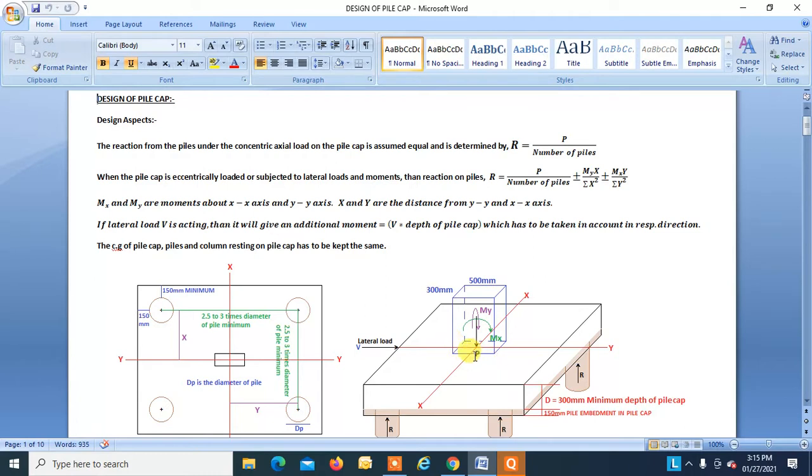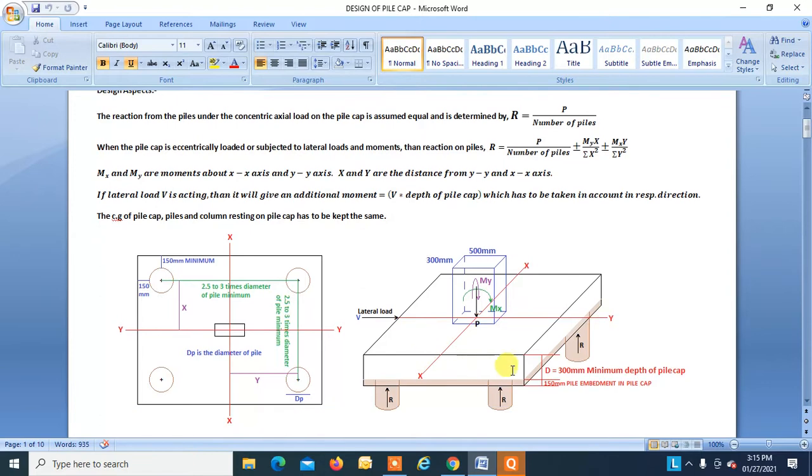Say if there are no moments and we have only axial load on the pile cap, then the reaction from the piles will be P divided by number of piles. Say suppose there are 4 piles, then P, the total load, divided by 4 will give us the reaction that will be exerted by each pile.